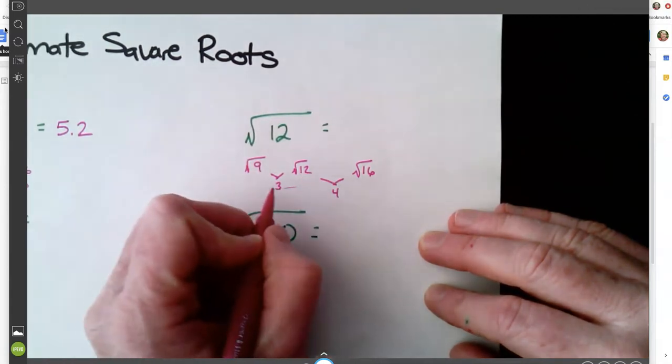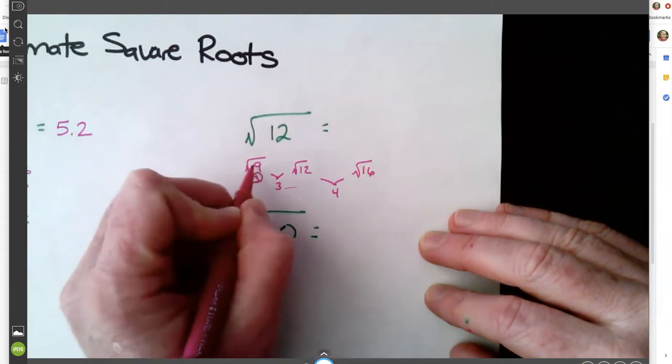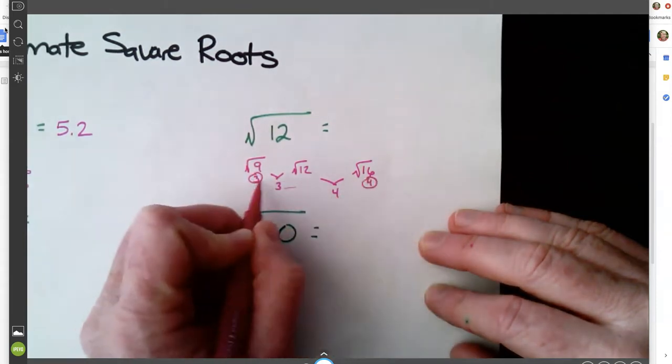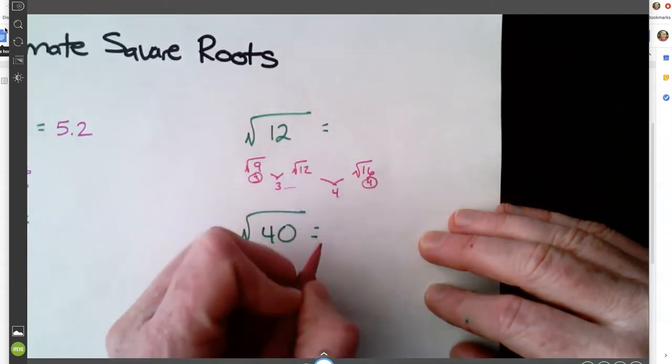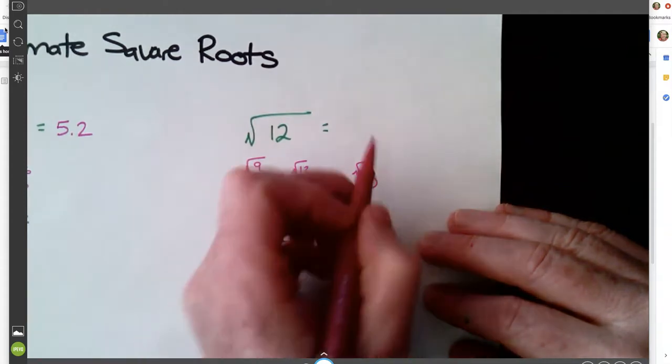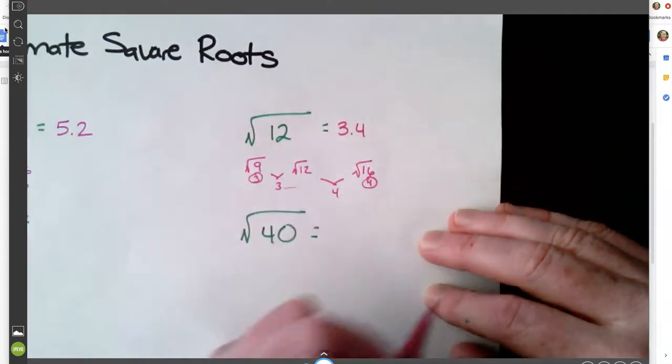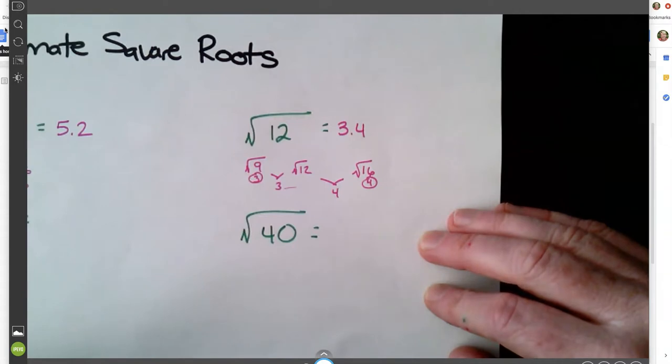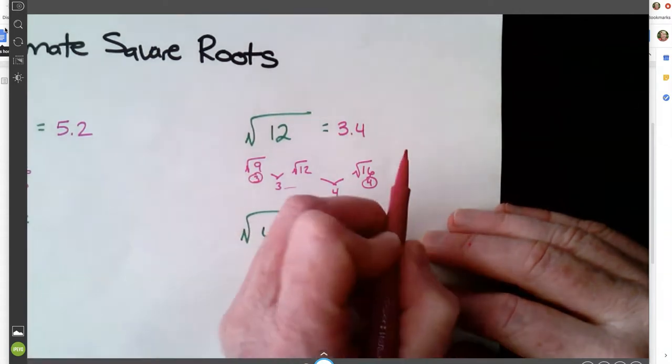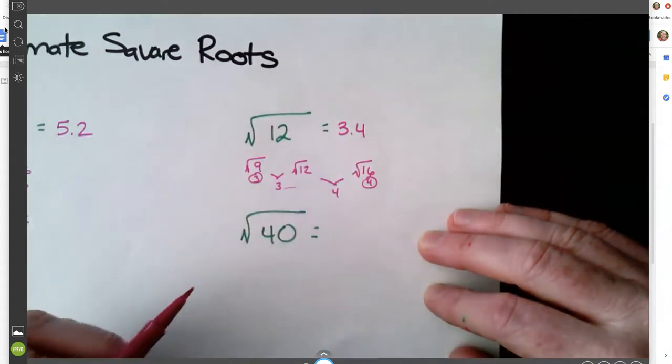So this is 3, this is 4. So it's about 3.5, a little less, I would say. So possibly about 3.4, between 3.4 and 3.5. Okay, and I would just go to the nearest tenth.